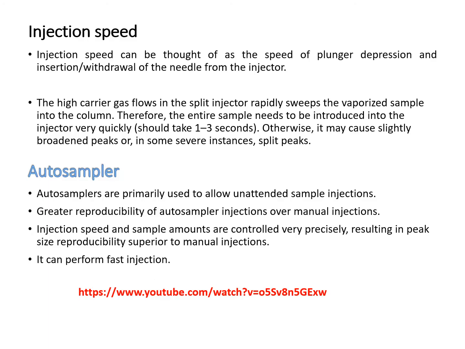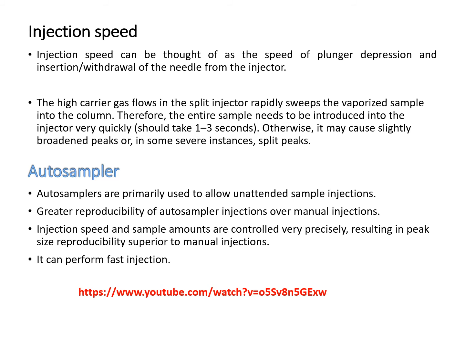Injection speed can be thought of as the speed of the plunger depression and insertion or withdrawal of the needle from the injector. The high carrier gas flow in the split injector rapidly sweeps the vaporized sample into the column. Therefore, the entire sample needs to be introduced into the injector very quickly, within 1 to 3 seconds. Otherwise, it may cause slightly broad peaks, or sometimes split peaks as well.